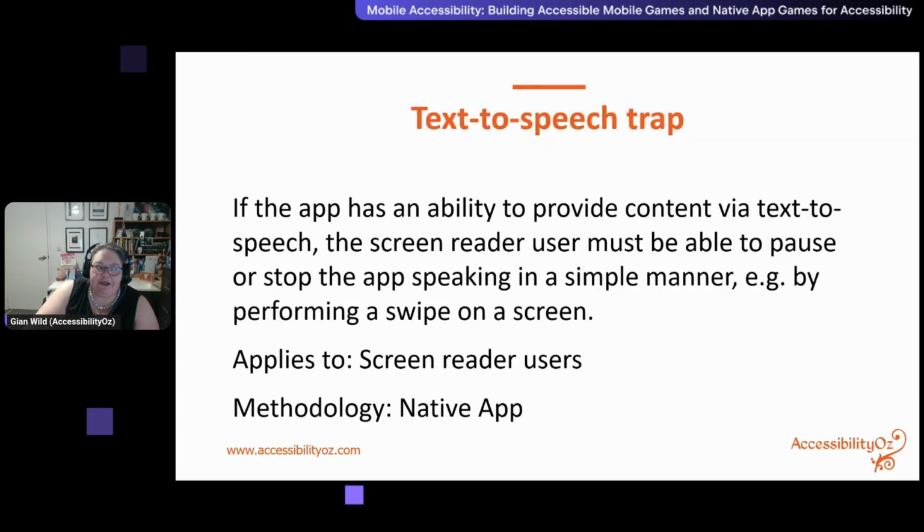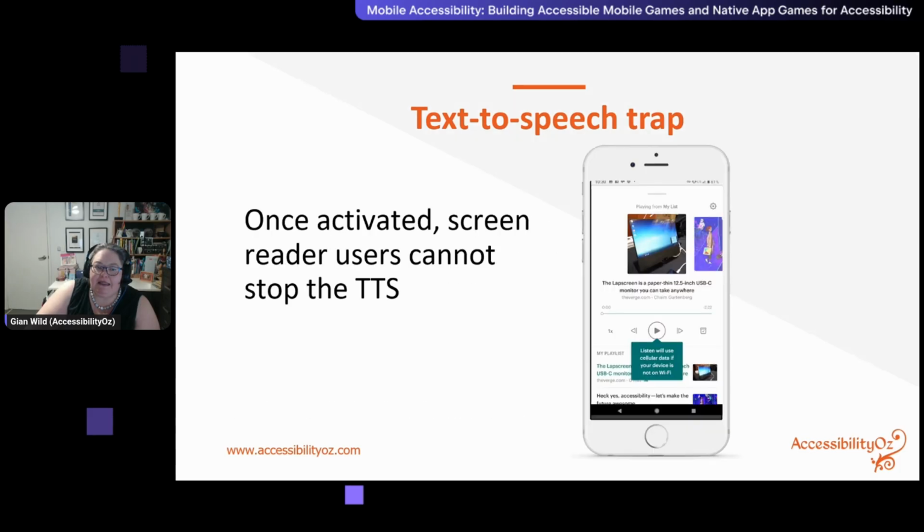The text-to-speech trap is: if the app has an ability to provide content via text-to-speech, the screen reader user must be able to pause or stop the app speaking in a similar manner, e.g. by performing a swipe on a screen. So this applies to screen reader users, and the methodology is native app. And this is an example here. This is Pocket. It allows you to speak an article, but once activated, you can't turn that speech off.